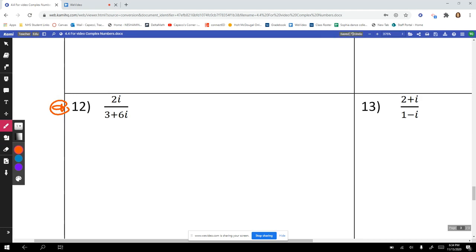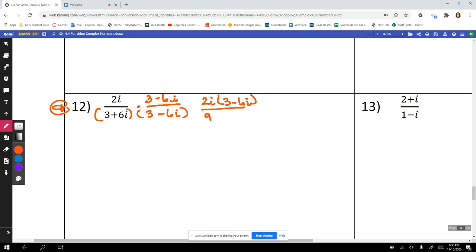Now, in our denominator, again, we can't have an imaginary number. So like we did in the previous problem, I'm going to multiply by the conjugate. So it's going to be 3 minus 6i. Whatever I do at the bottom, I do to the top. So that's going to give me 2i times 3 minus 6i all over. Now again, we'll set this up and we'll use FOIL.